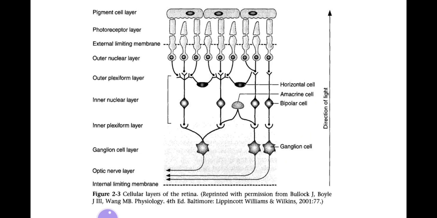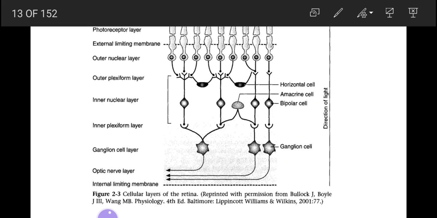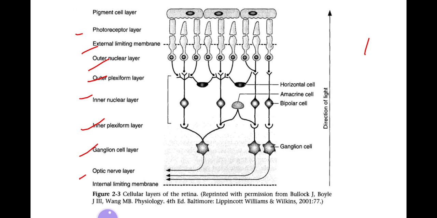Next, a very important topic, the retina. First of all, we will discuss the layers of the retina. They are very important. This picture shows all 10 layers. What are they? First of all, there is the pigment epithelium, then the photoreceptor layer including rods and cones, external limiting membrane, outer nuclear layer, outer plexiform layer, inner nuclear layer, inner plexiform layer, ganglion cell layer, the optic nerve fiber layer, and the last one is the internal limiting membrane.